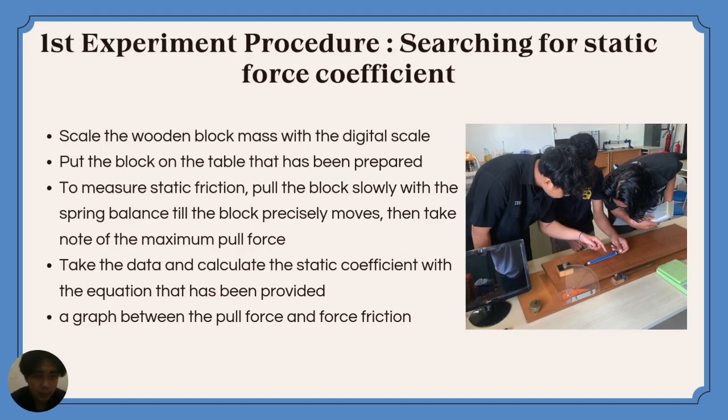Experiment procedure for scaling the static friction coefficient. 1. Scale the wooden block's mass with the digital scale. 2. Put the block on the table that has been prepared. 3. To measure static friction, pull the block slowly with the spring balance until the block just moves. Then take note of the maximum pull force. 4. Take the data and calculate the static coefficient with the equation that has been provided. 5. Make a graph between the force and the friction.